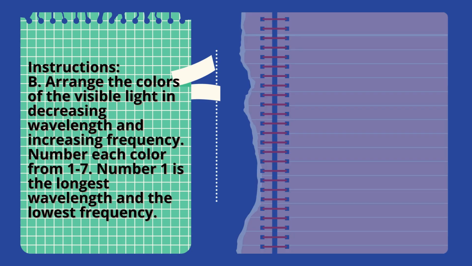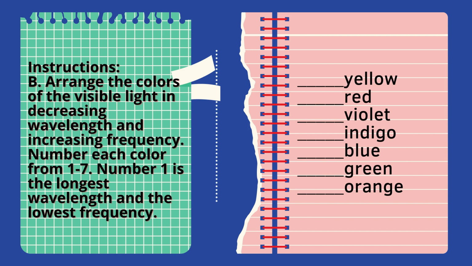Instruction for Letter B. Arrange the colors of the visible light in decreasing wavelength and increasing frequency. Number each color from 1 to 7. Number 1 is the longest wavelength and lowest frequency. Yellow, red, violet, indigo, blue, green, and orange.